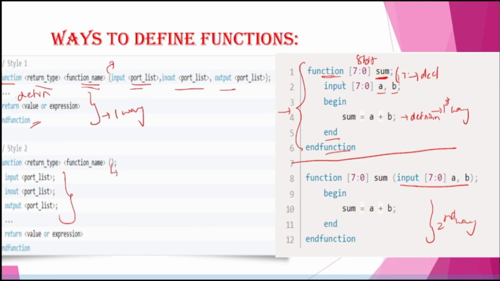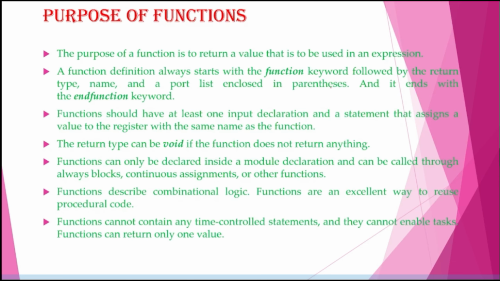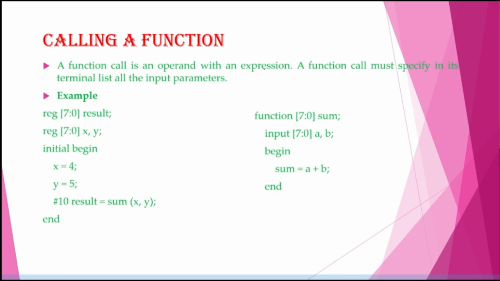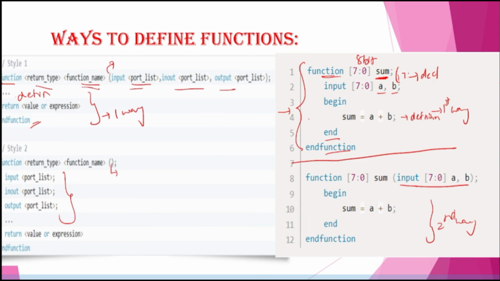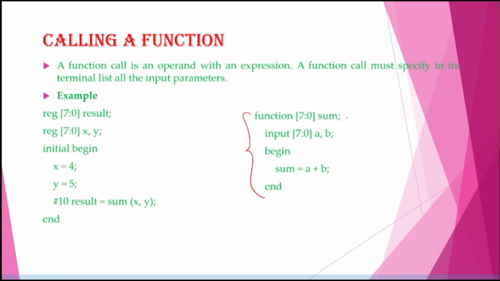Now let us see how we are going to call this function. See here, this is my example. This is the piece of code that we declared before. I have written it at the start of my program, and now I want to use it at various parts of my program. This is my program: reg 7 down to 0 result, and reg 7 down to 0 x and y. Initial begin, and I'm giving values x equal to 4 and y equal to 5.